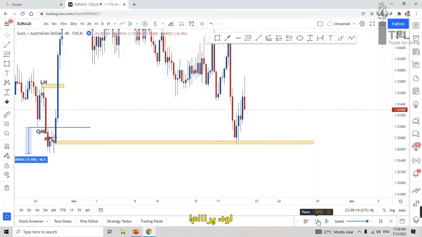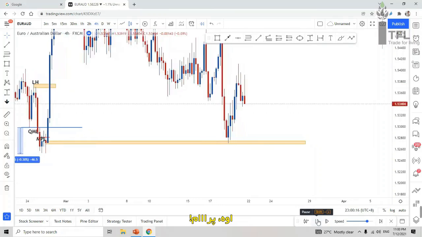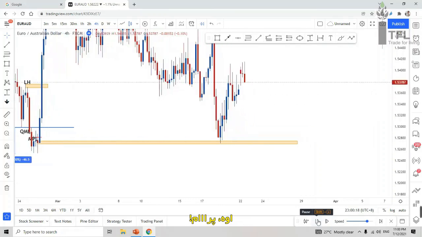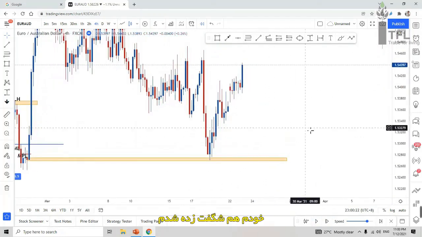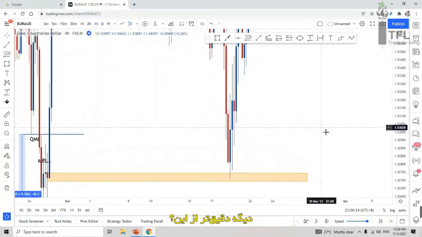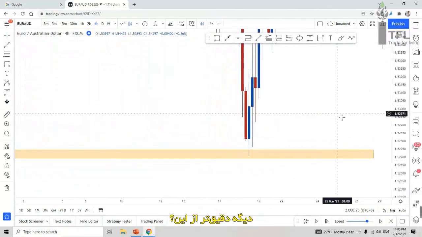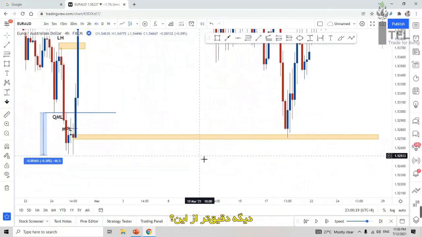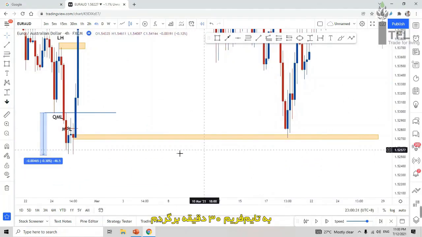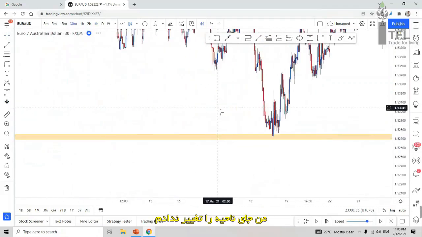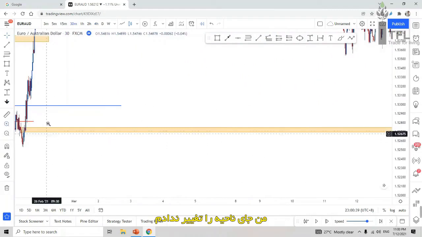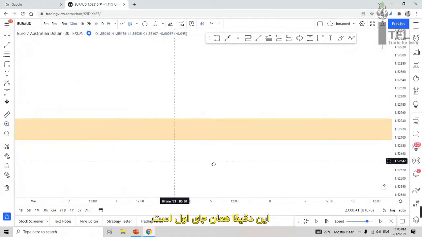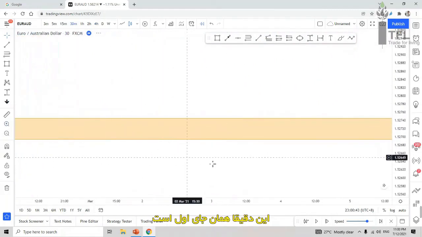Oops. Wow. Even myself, I'm amazed. How accurate do you want it to be? So if you look at it, if I switch it back to the 30 minutes, I did not move my zone. This is exactly where I labeled my zone.